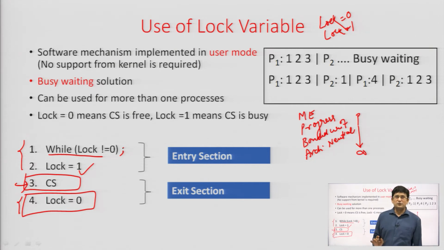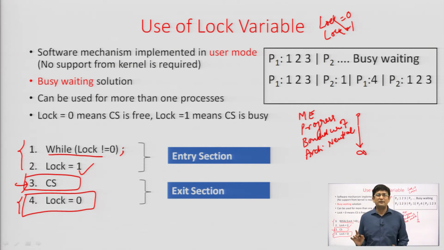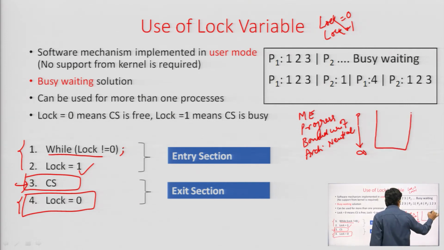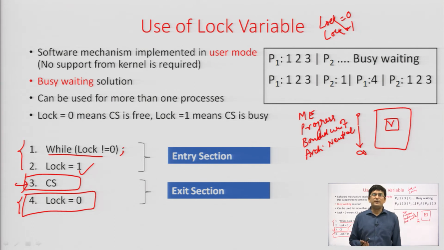Fine. So, we have taken the example of the dressing room. In the example of the dressing room, what we have said is that there is a tag here. The tag is either vacant or occupied. So vacant means the lock is 0. If it is occupied, it means the dressing room is not free.